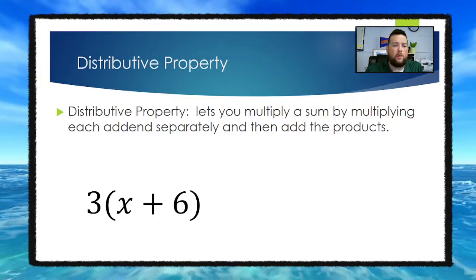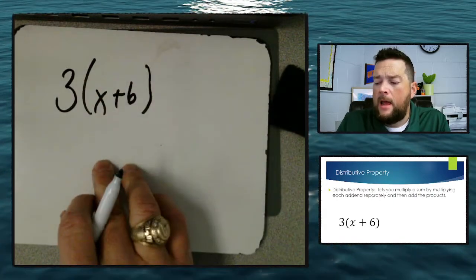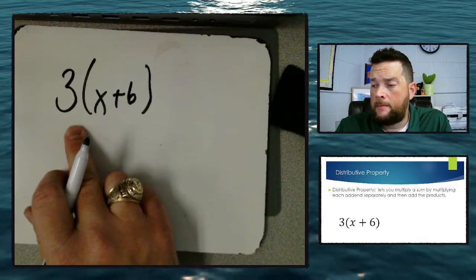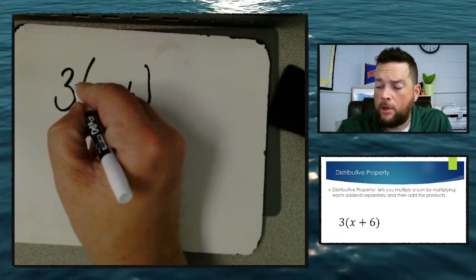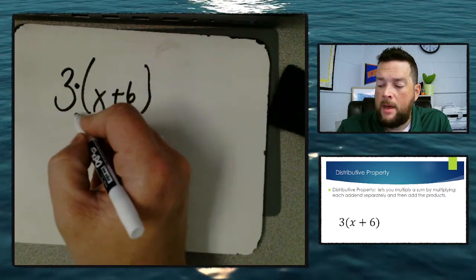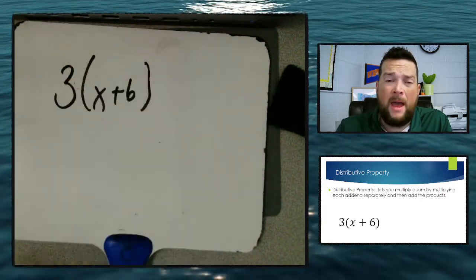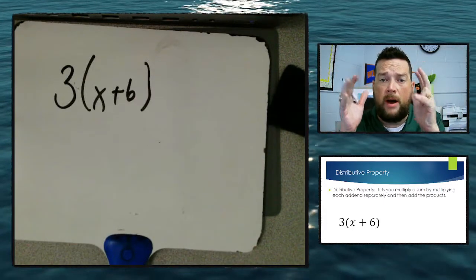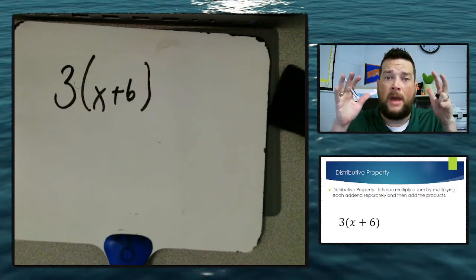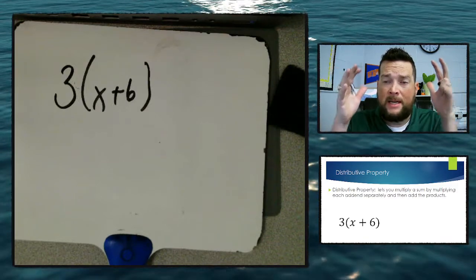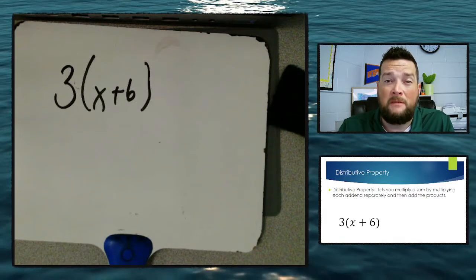We have to remember that on this 3 times x plus 6, there's multiplication, and I should tell you where that is. That multiplication is right here in the middle. It's invisible between the 3 and the parentheses. In math, we like to make expressions look as short as possible, so we try to condense the expression as much as possible. One way that we do that is we make multiplication invisible.